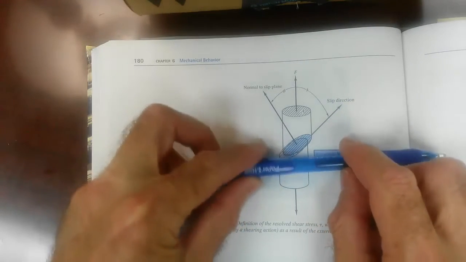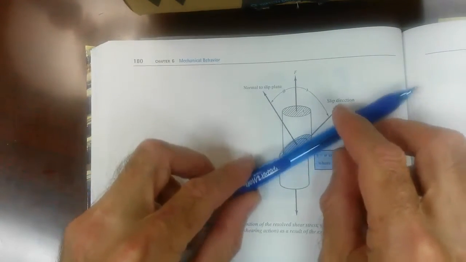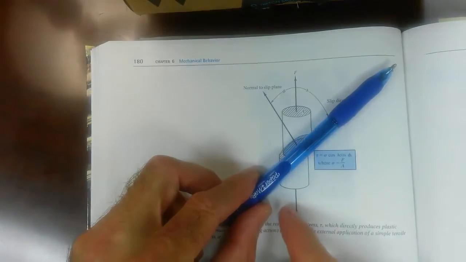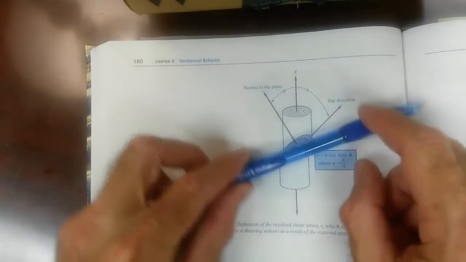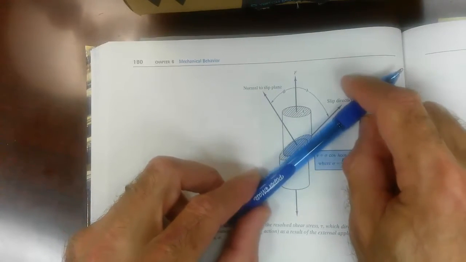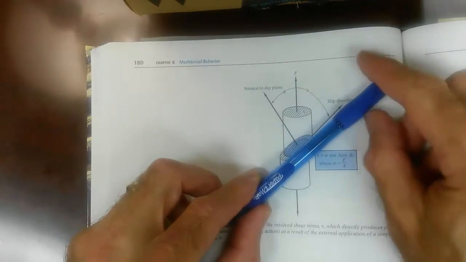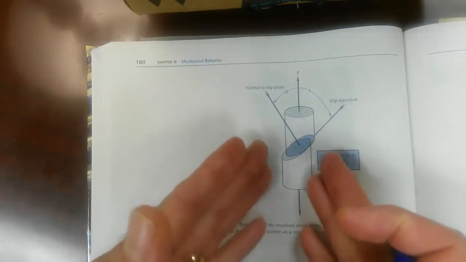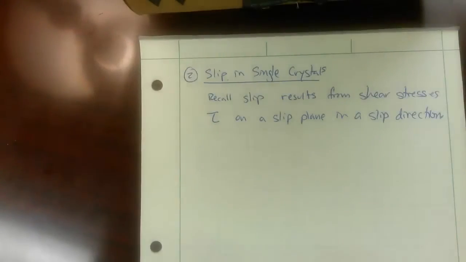Now, if you'll remember from your solid mechanics, this shear stress is going to be a maximum on a plane and in a direction that's 45 degrees to the applied normal stress. But here we're talking about resolving the shear stress on a specific plane that's defined by the crystal orientation.